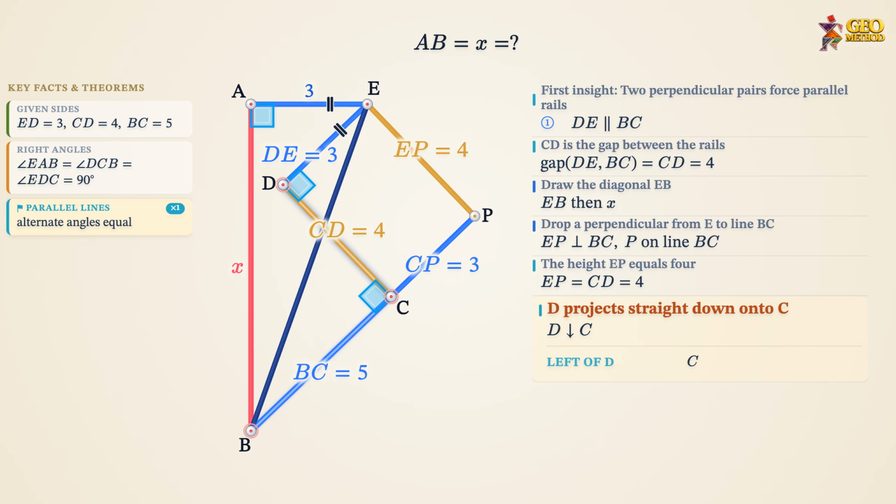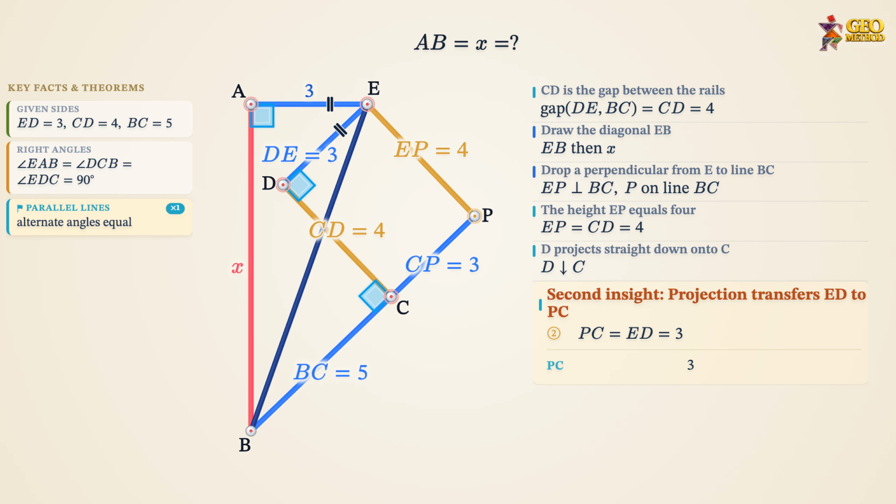Look at where D lands. Since segment CD is perpendicular to the base segment BC, moving D straight to the left onto that base lands exactly on C. So the point directly to the left of D is C itself. A second insight now finishes the structure. Projection transfers segment ED to segment PC.